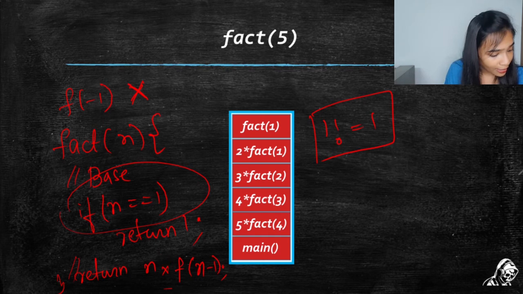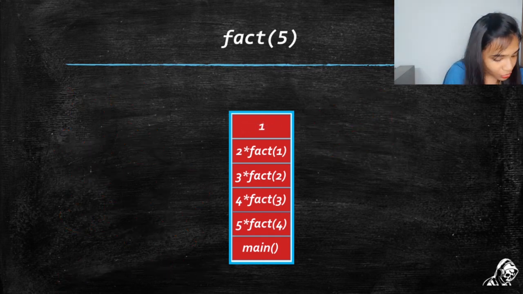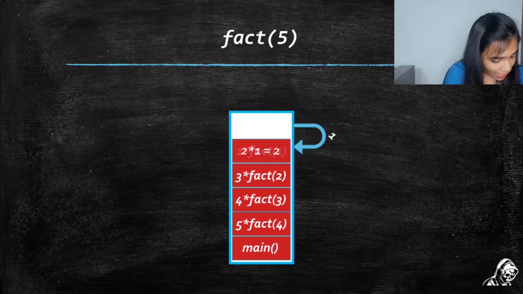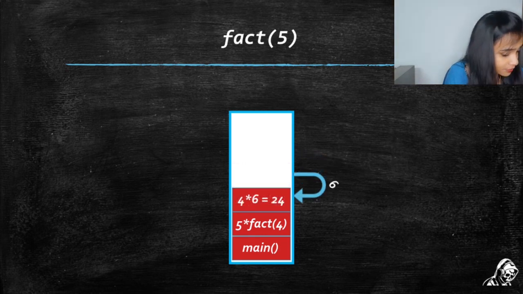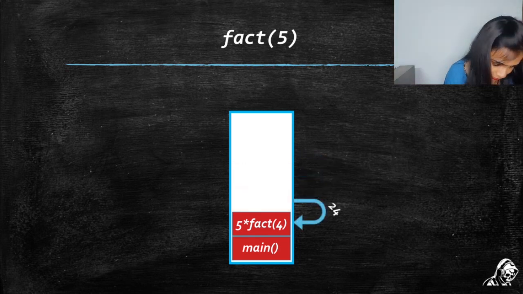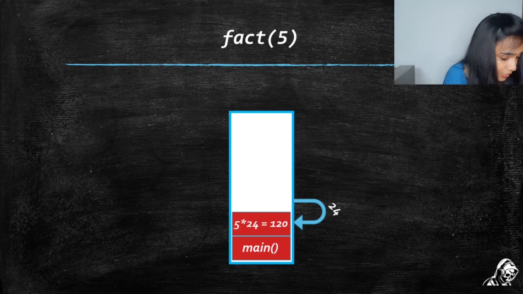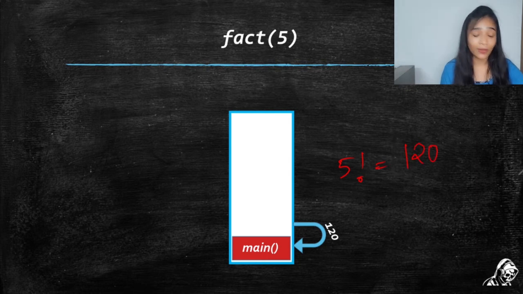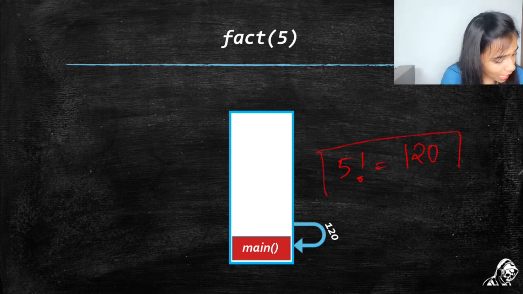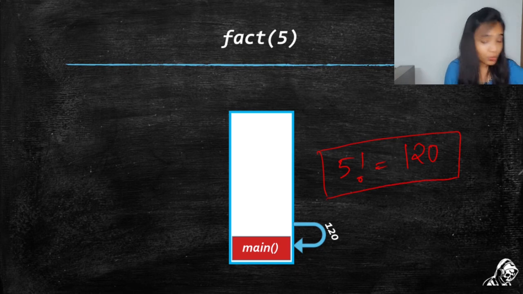So now this is going to return 1. This is going to compute it as 2 into 1 equal to 2. Then that's going to return 2. 3 into 2 equal to 6. This is going to return 6. 4 into 6 is 24. And 5 into 24 is 120. So we get the answer as 5 factorial equal to 120, right? So this is how our factorial function works.